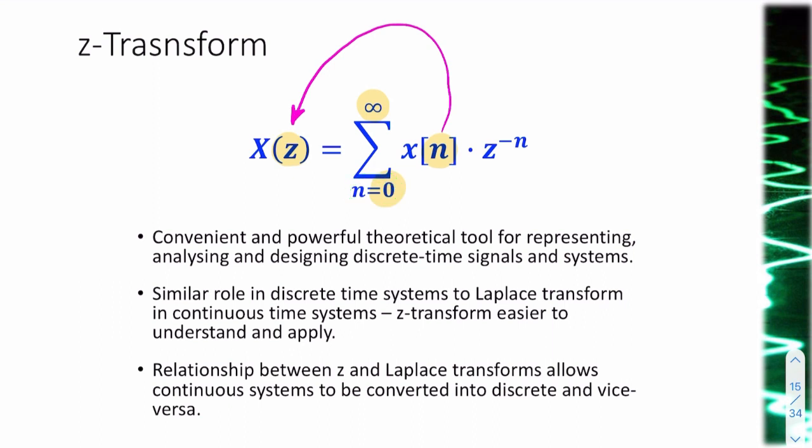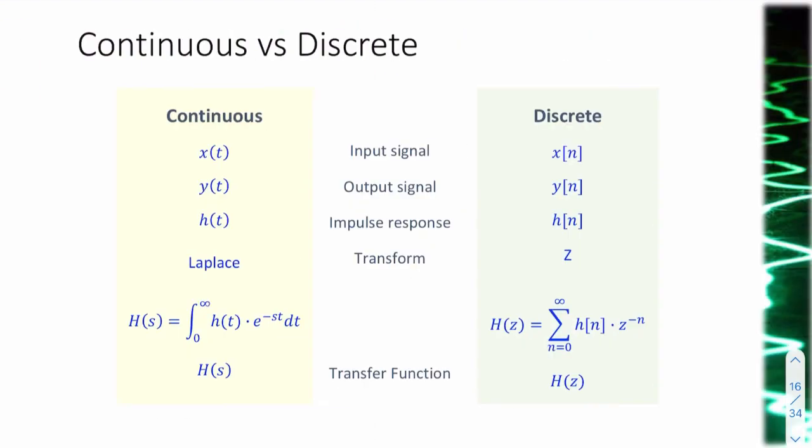There are versions, so depending on whether you're looking at the unilateral or bilateral zTransform, that can be minus infinity or 0, but in this module we're looking at all signals being causal for this particular application. So that's your zTransform, and it's very similar to your Laplace transform.